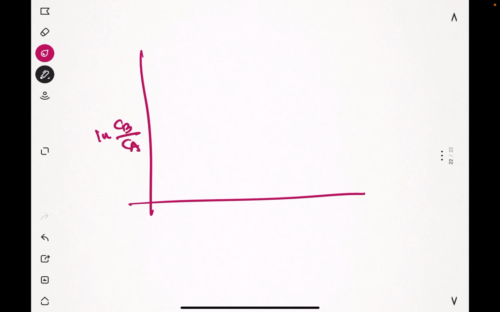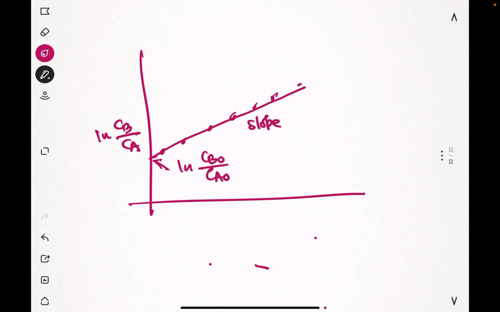Let's have a look. If we plot ln CB by CA, and if our experimental data fits this expression, our intercept will be ln CB naught by CA naught, something like this, and our slope will be CA naught times MB minus 1 times K. So here again from the slope, we'll find out the specific reaction rate.